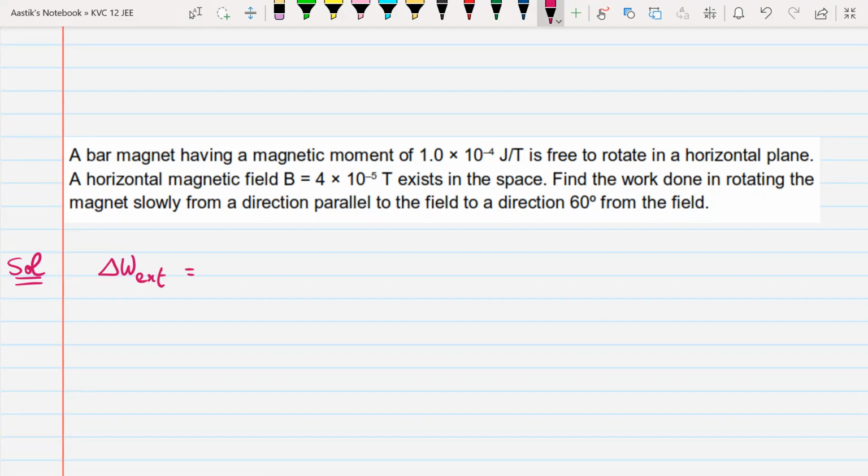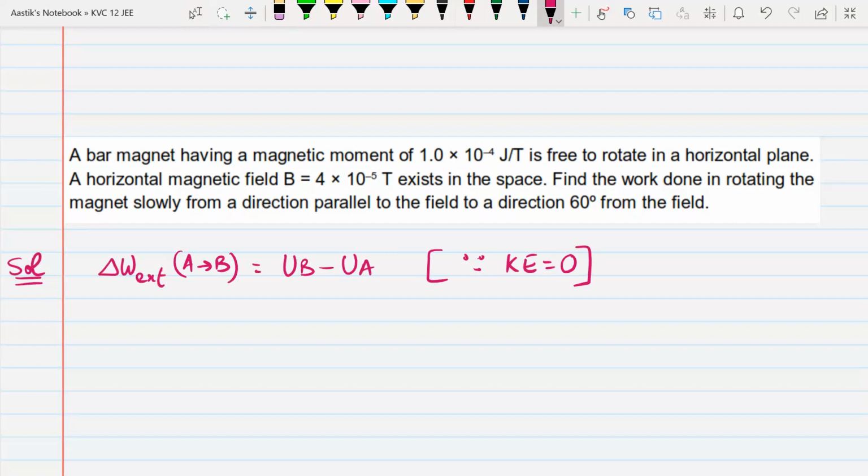Work done by external force in moving an object from point A to point B. And I must have told you this sometimes in the electrostatic field also, that will be equal to change in potential energy, UB minus UA. Do we remember this? This is when the change in kinetic energy is 0. Everyone remembers it?